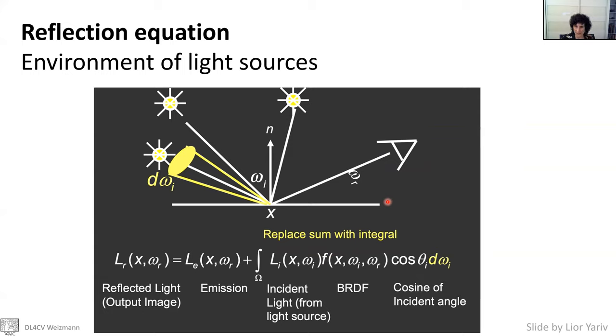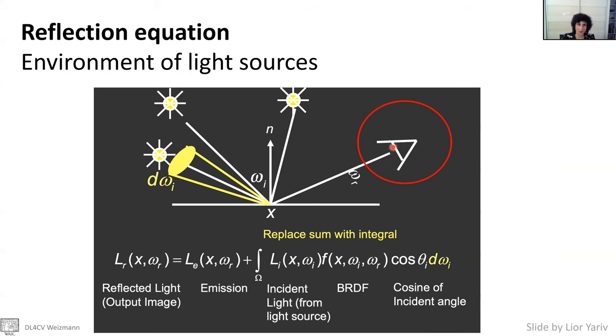So now I'm replacing the summation by the integral. The integral is over the hemisphere, denoted here by omega or H2, never mind. And this is exactly the same. I'm taking into account the incident light, the BRDF, the angle, the omega i. This is the integral, okay? This is what I'm going to see here. This is the reflection equation, which takes into account only the energy which comes directly from light sources.